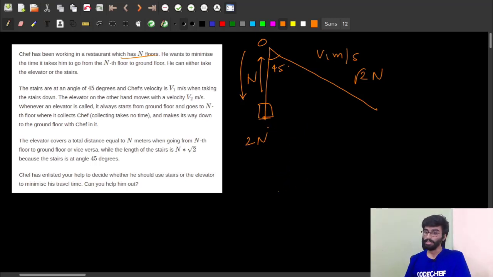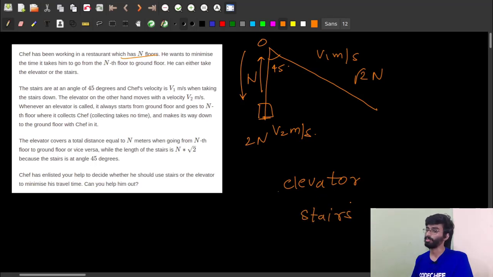and the speed of the elevator is v2 meters per second. So we have to check which way is faster to get to the ground floor, and accordingly output either elevator if that is the fastest way, or stairs if that is the fastest way to go to the ground floor.